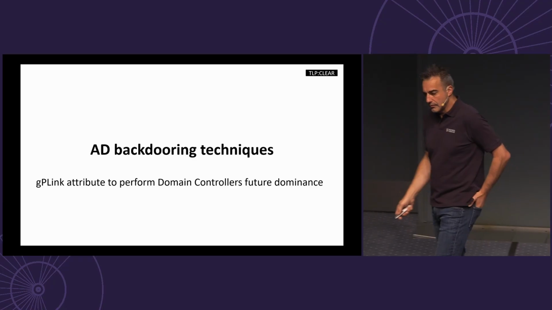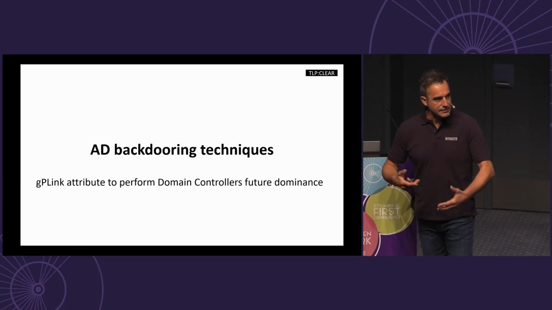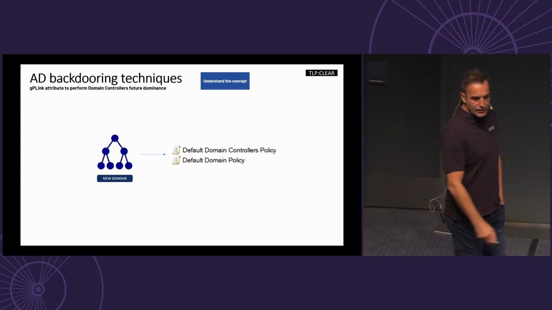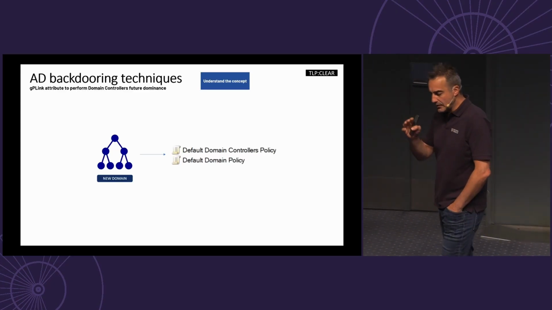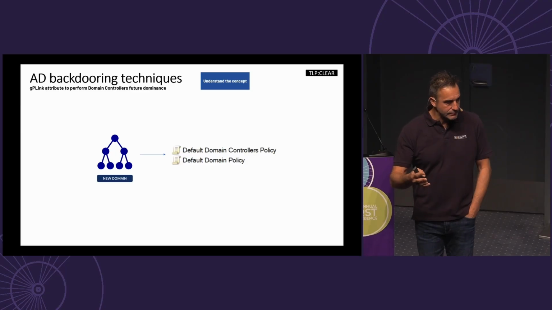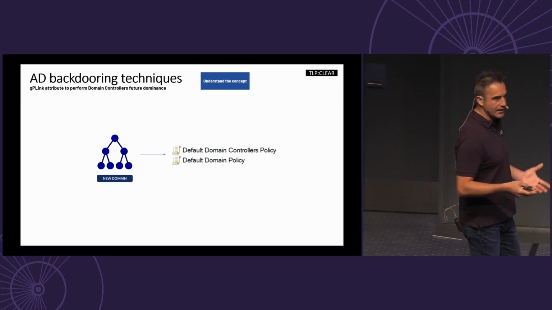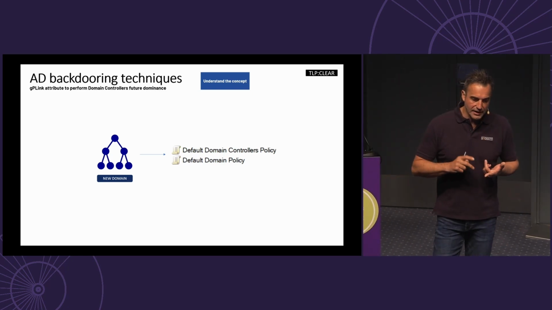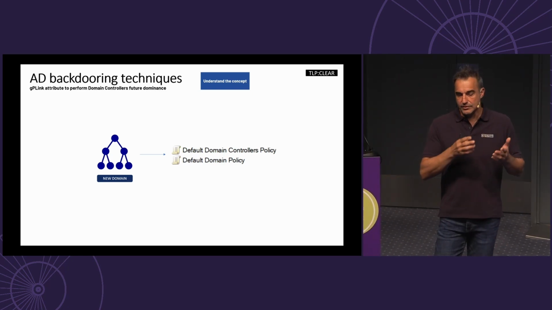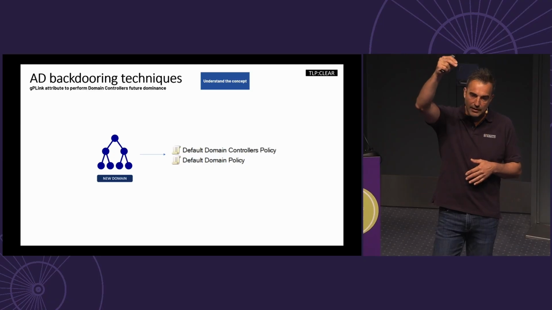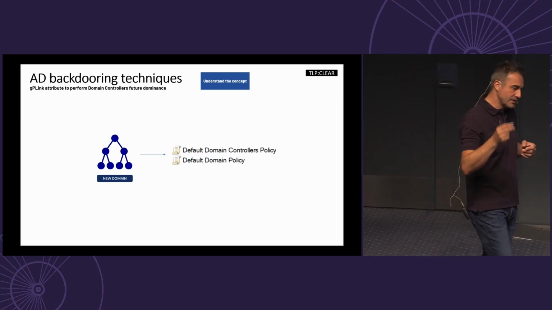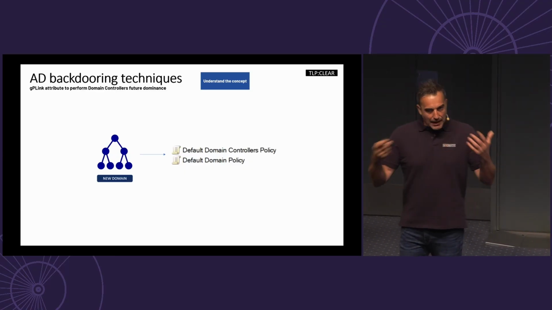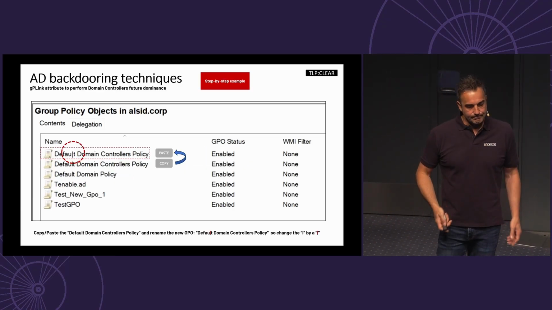Now let's jump to perhaps a more advanced backdoor using gPLink. As an introduction, you may know that when you create a new AD domain, by design, you create two GPOs: the default domain controller policy and the default domain policy. And for sure, the default domain policy is linked at the domain level, and the default domain controllers policy is linked at the domain controllers OU level. That's by design. You don't have the choice.